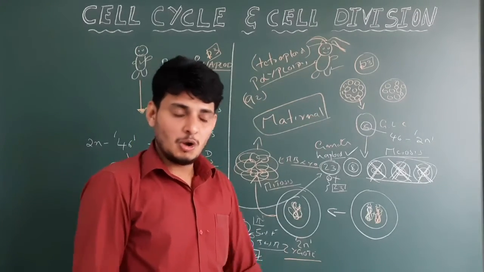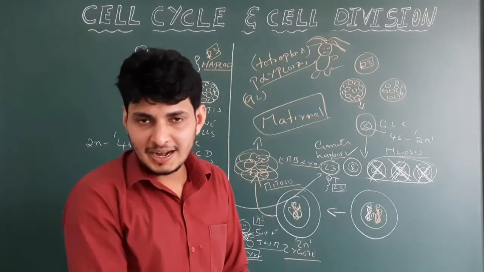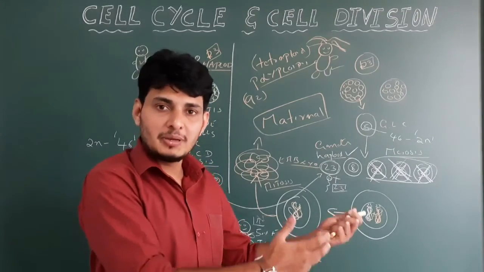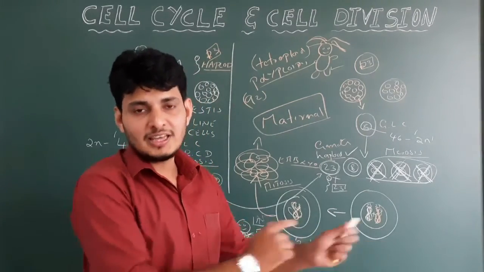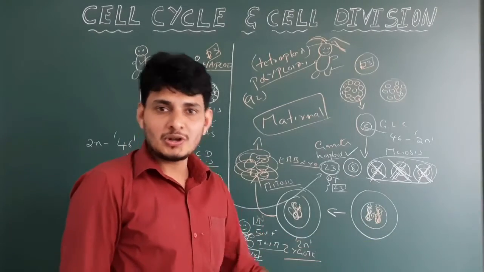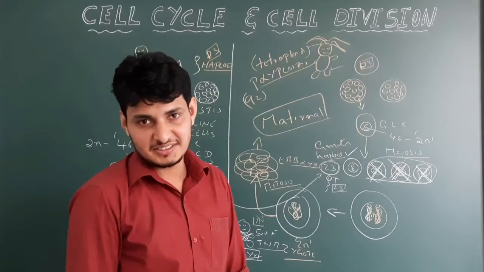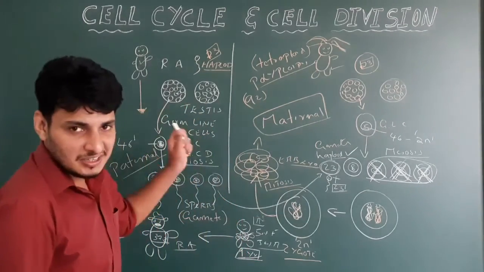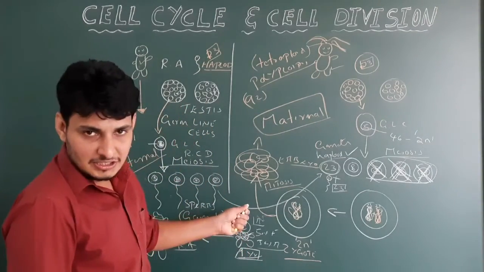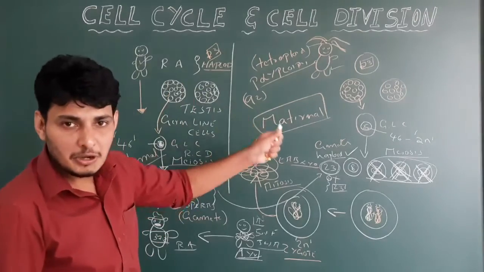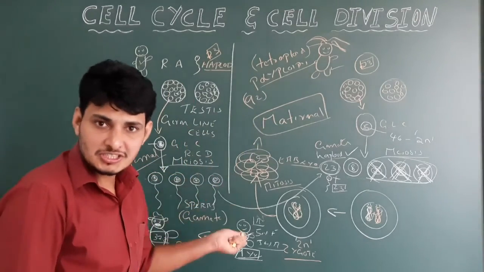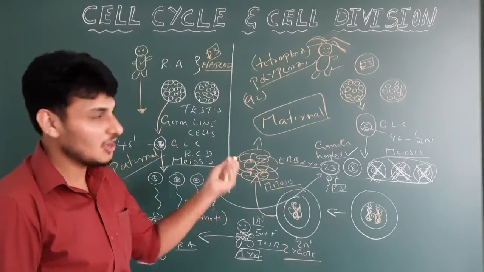Or if a human being is reproductively active and he has to produce sperm, or she has to produce ovum, then they have to undergo meiosis to produce the gametes, the germ cells. Done? So this is the important significance of mitosis and meiosis. Got it? Meiosis, mitosis. Okay.